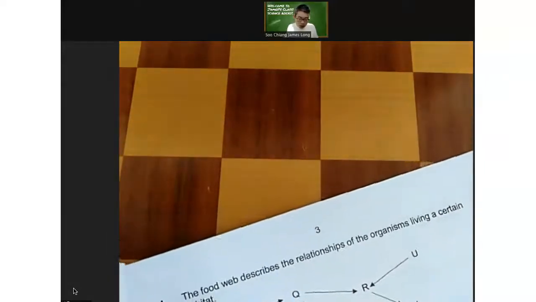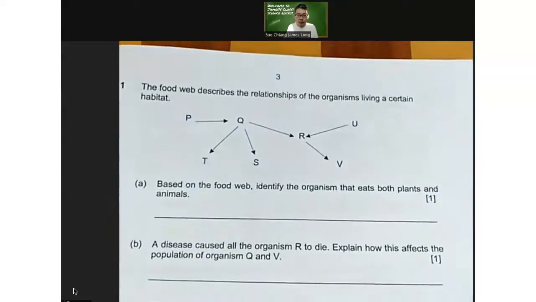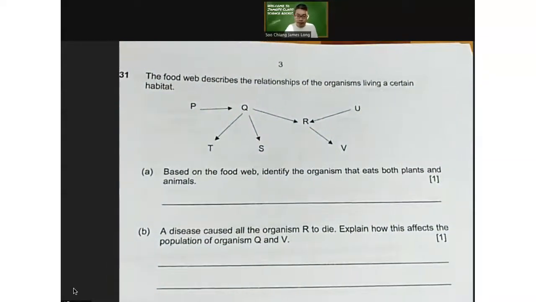So I'm going to go through this one. This one is quite straightforward. I believe most of you got this correct. Let's pause and try this now.